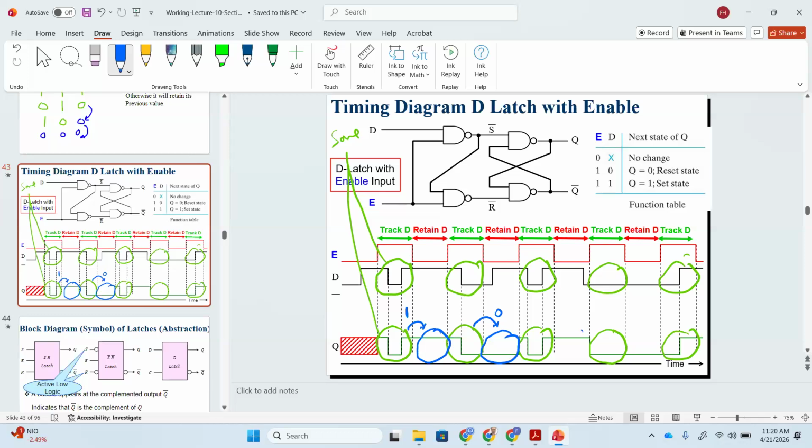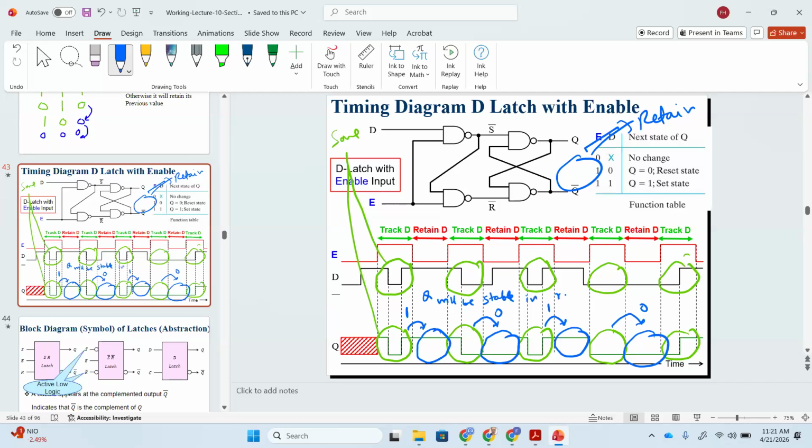Now, if you look at here, we are in the retain mode. The blue color is the retain mode. What is the previous value here? 1. And here, what is the previous value? Anyone? 0. And this is how it works. Any question? Please remember, in all of the retain modes, Q will not change. Q will be stable in retain mode. Any question?